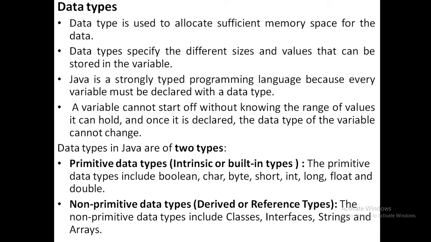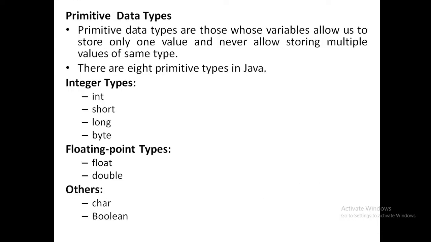Data types in Java are of two types: primitive data types, that is intrinsic or built-in data types, and the other one is non-primitive data types, which are also called derived or reference data types. The primitive data types include boolean, char, byte, short, int, long, float as well as double. And non-primitive data types include classes, interfaces, strings and arrays. So these are derived types of data from the primitive types.